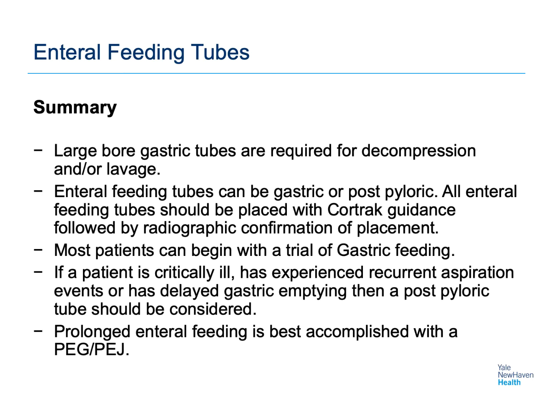All of these Cortrak or enteral feeding tubes should be placed with guidance and then following that guidance with radiographic confirmation. Most patients who have the smaller bore Cortrak feeding tubes can be started on a trial of gastric feeding, and in many patients that will be sufficient. In some patients who are critically ill and have other indications for a post-pyloric tube, then we can either convert a gastric tube to be post-pyloric, or right from the beginning we can place that tube initially past the pylorus.